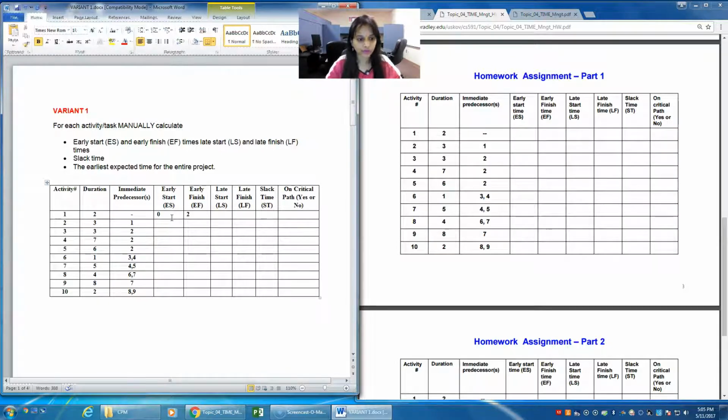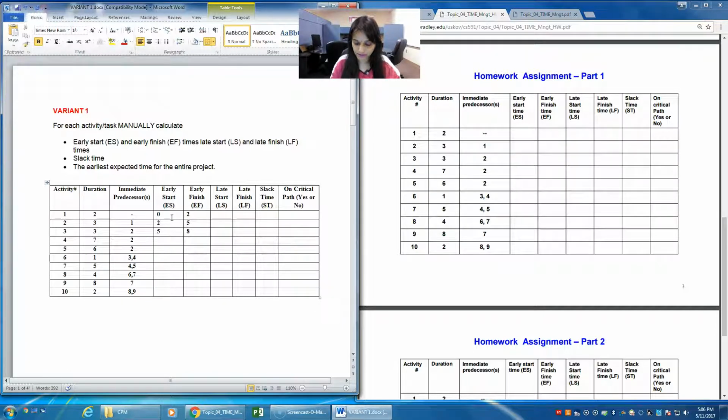After entering 2 here, for 2 we are coming from 1. So the early start for 2 will be the early finish of 1, which is 2. You'll enter 2 here. The time that 2 takes to complete is 2 plus 3, totally 5, so the early finish is 5. Now for 3, it's from 2, so the early start for 3 will be the early finish of 2, which is 5. Enter 5 here. The total time that 3 takes is 5 plus 3, so you'll get 8.